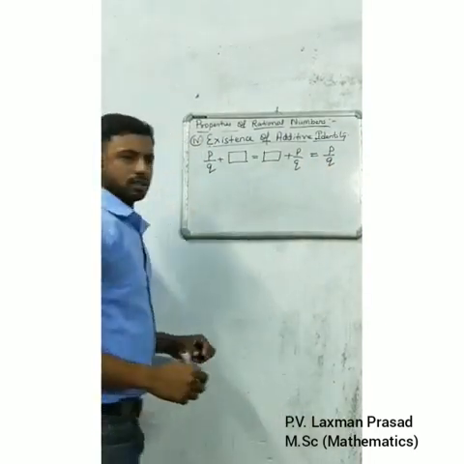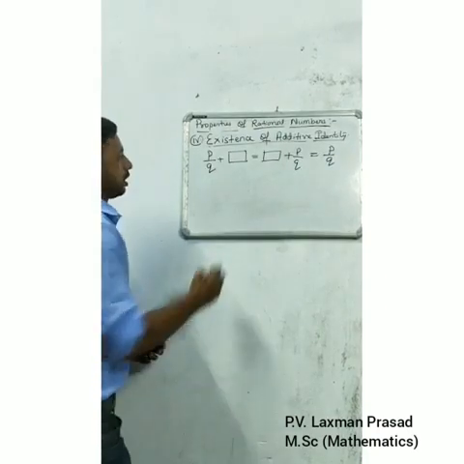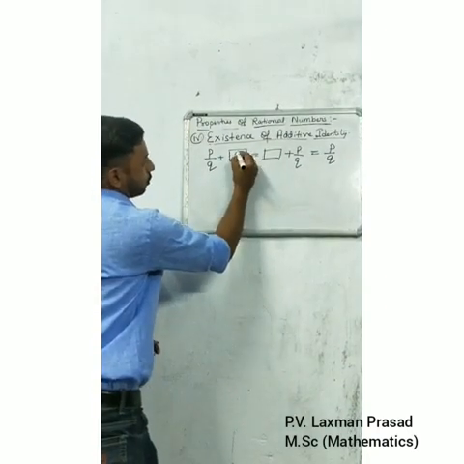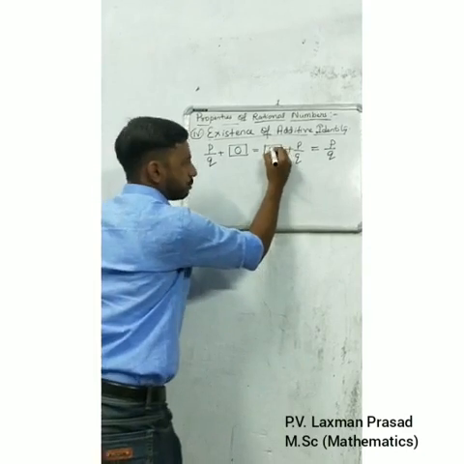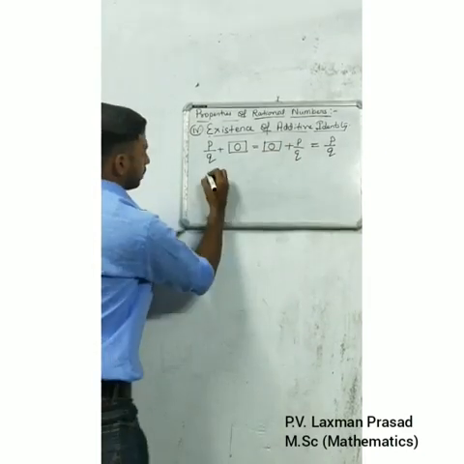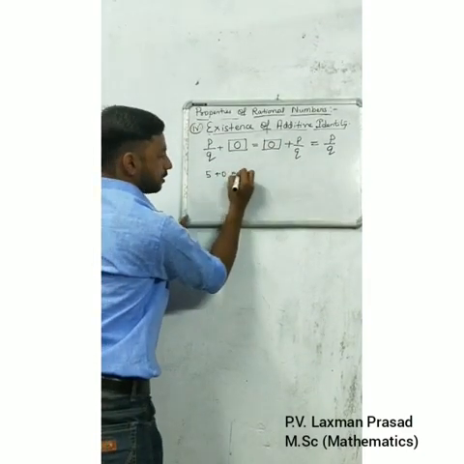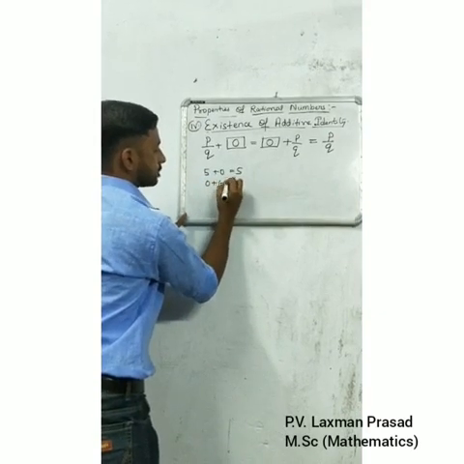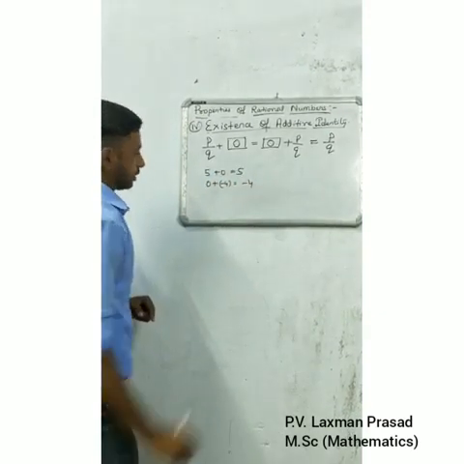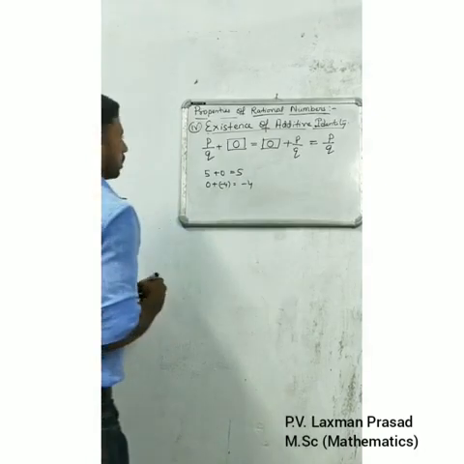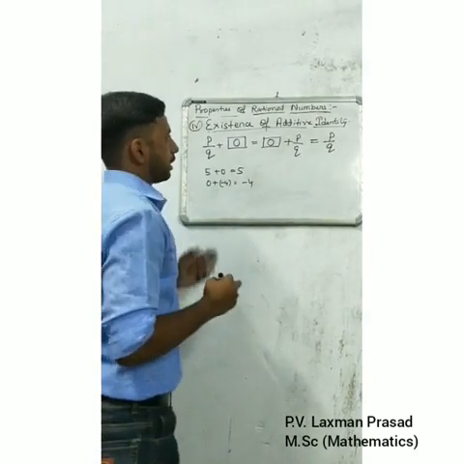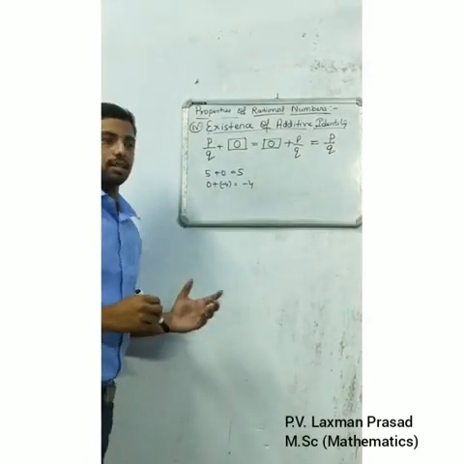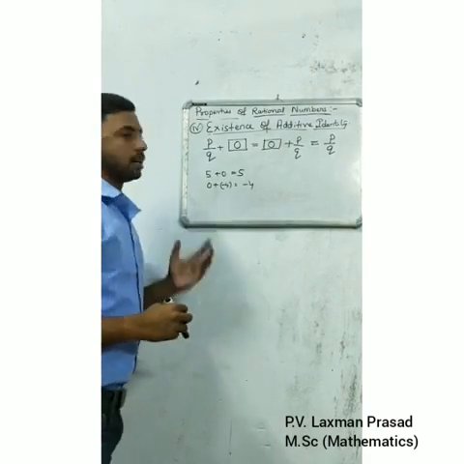So can you guess what should be filled in the box? The result is of course 0. You add 0 to any number, the result does not change. Like 5 plus 0 is still 5. 0 plus minus 4 is still minus 4. Like this. So 0 is the additive identity that exists for any rational number.